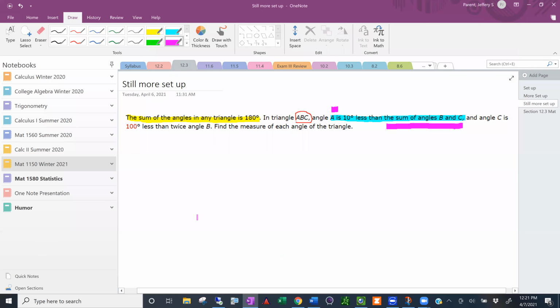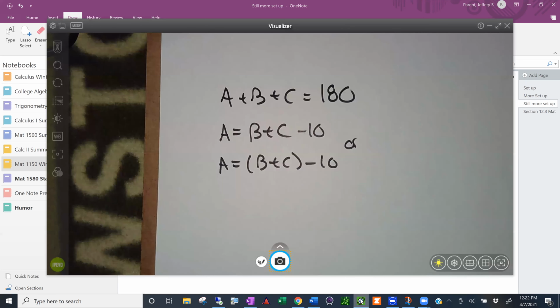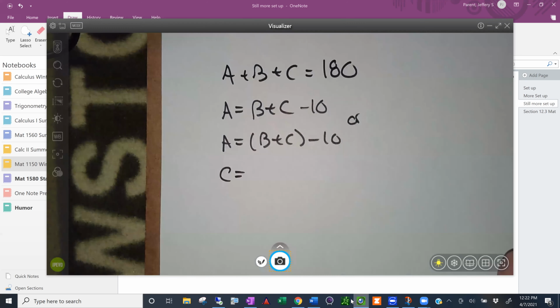And last but not least here, let's see, angle C is, so that's a clue right there, 100 less than twice angle B. So let's start out with the C part. C is right there. So we got that. 100 less than twice angle B.